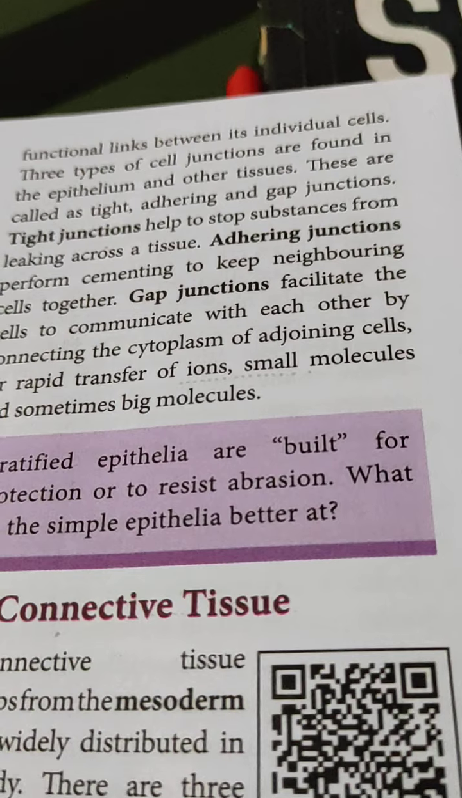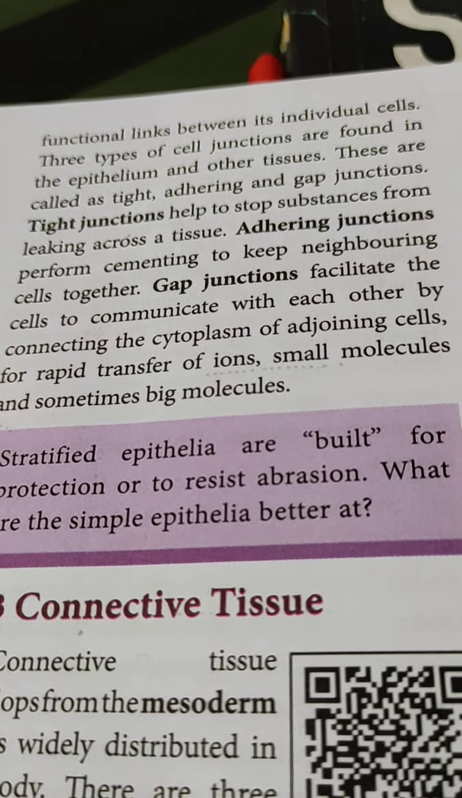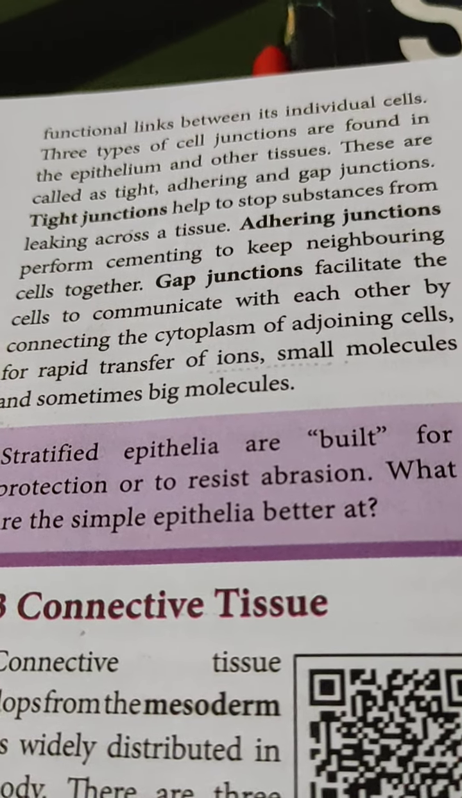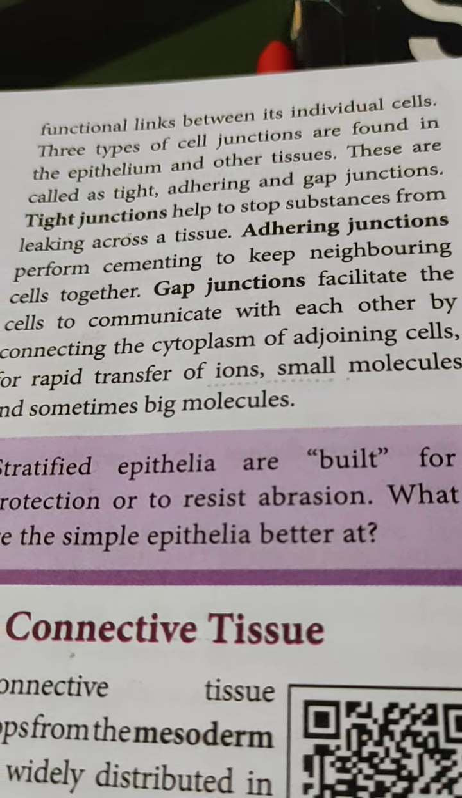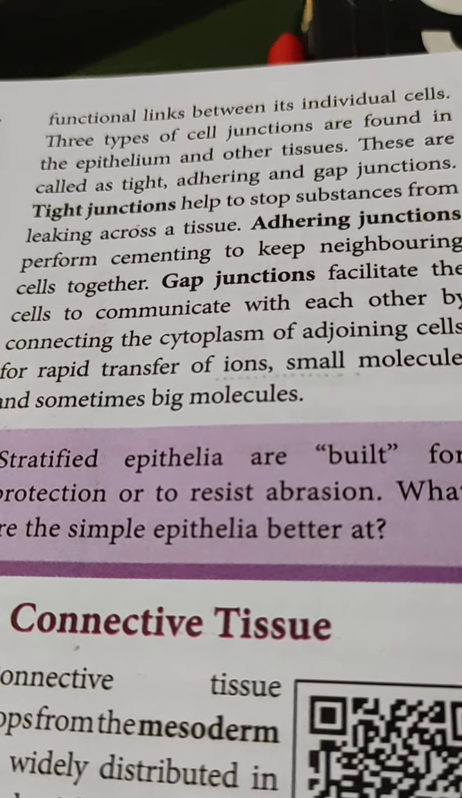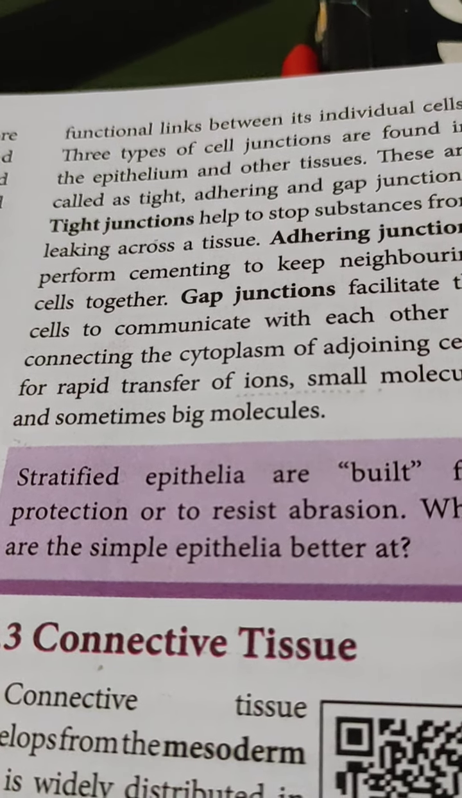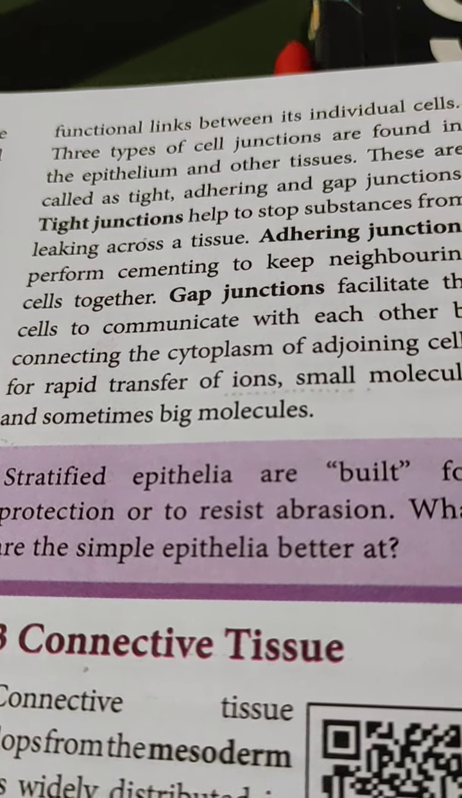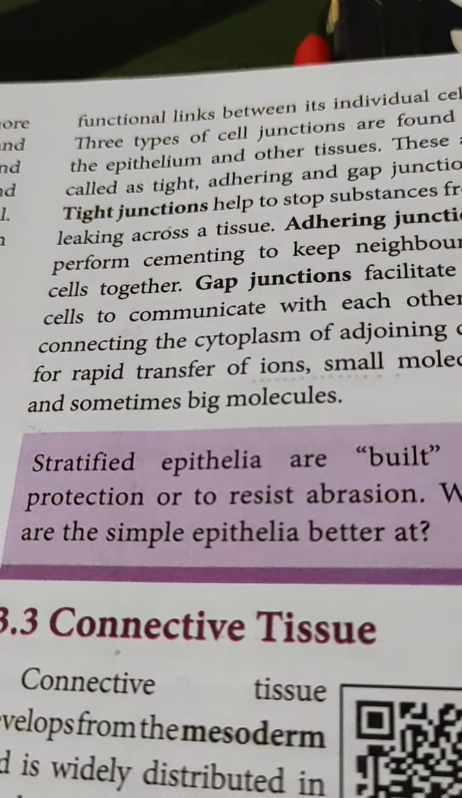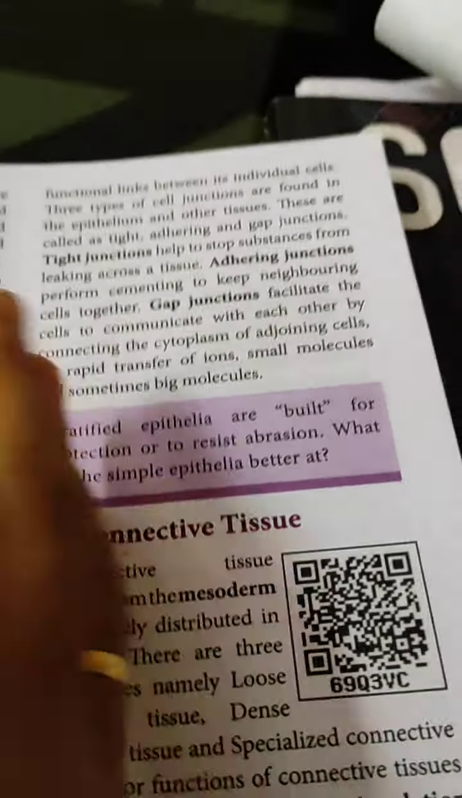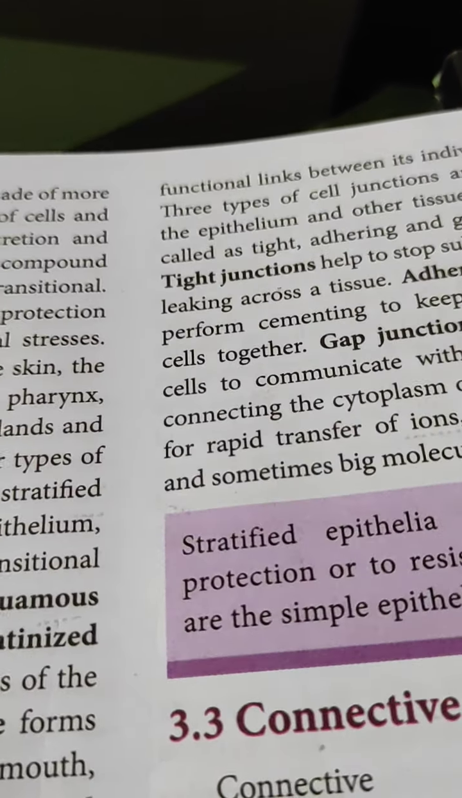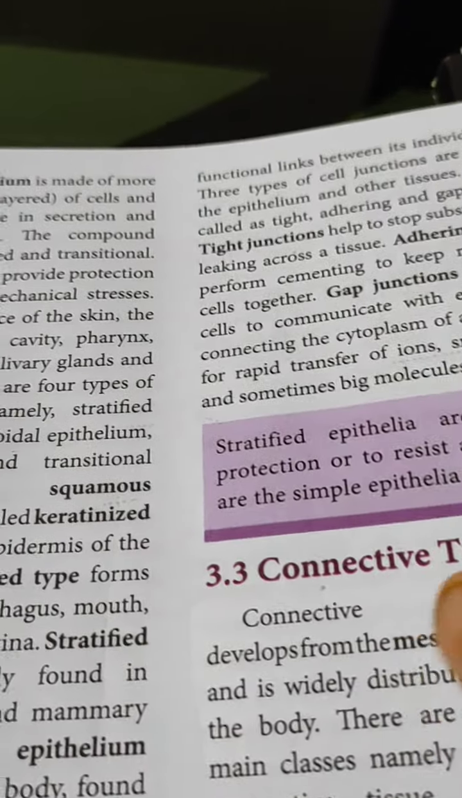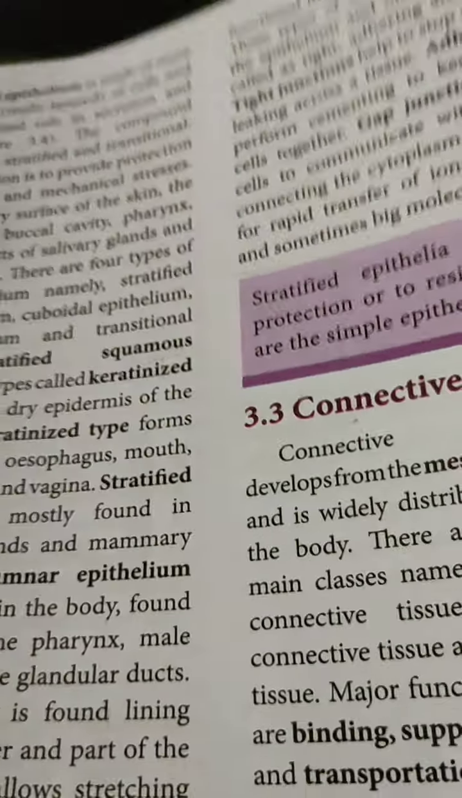Now next, where we can have transfer of ions, that is called gap junctions. With the help of gap junctions, transport of substances takes place between the adjoining cells. What type of substances? Transfer of ions, small molecules, and sometimes big molecules also will be communicated from one cell to another cell with the help of this junction, which is called the gap junction. So this is all about your compound tissues.